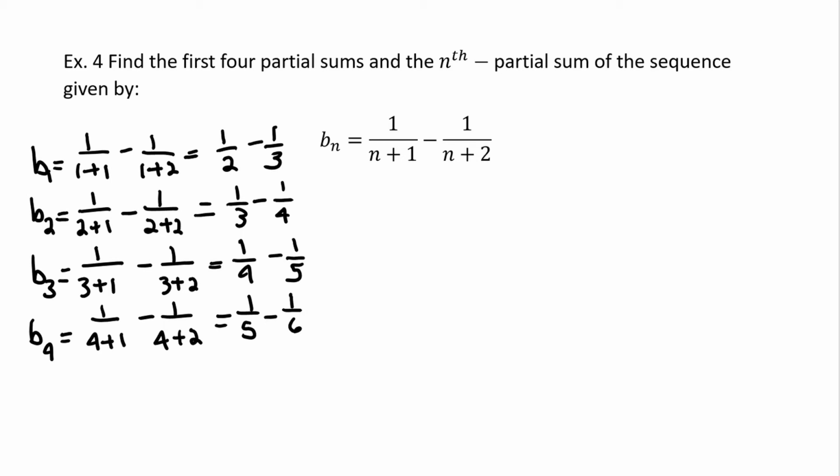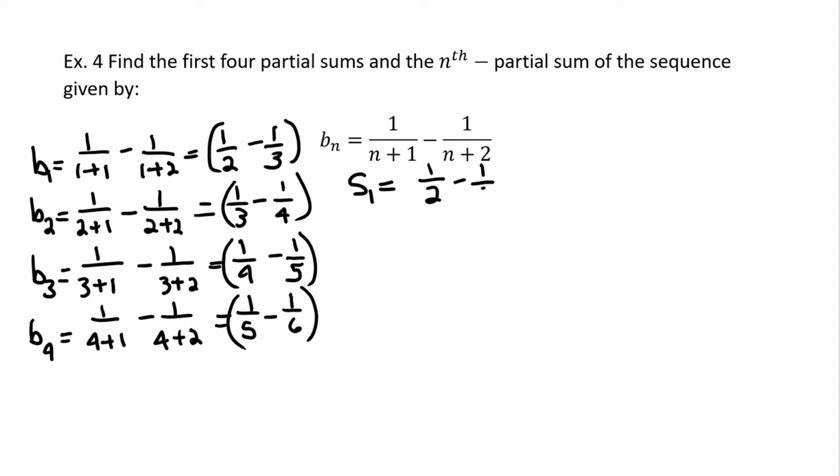Okay, now that we have the terms of the sequence, B sub 1 is 1/2 minus 1/3. B sub 2 is 1/3 minus 1/4. B sub 3 is 1/4 minus 1/5. B sub 4, the fourth term of the sequence, is 1/5 minus 1/6. There is a reason why I'm not combining those fractions yet, and it'll become very obvious when I do the sequence of partial sums. If we do the first sum, that's just the first term, so we didn't get a whole lot of information here.